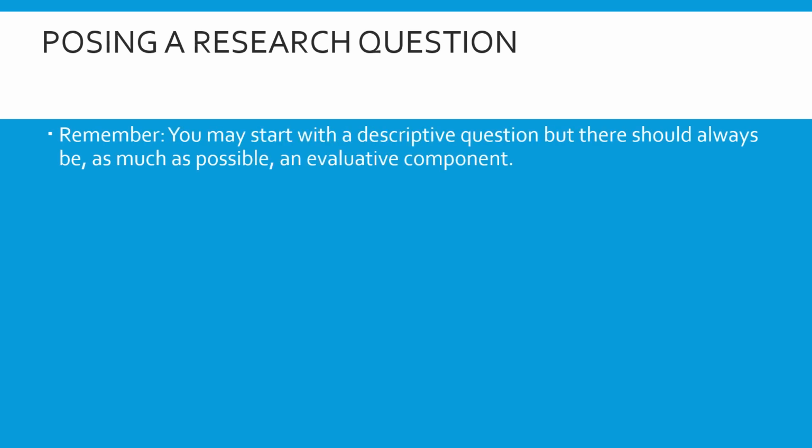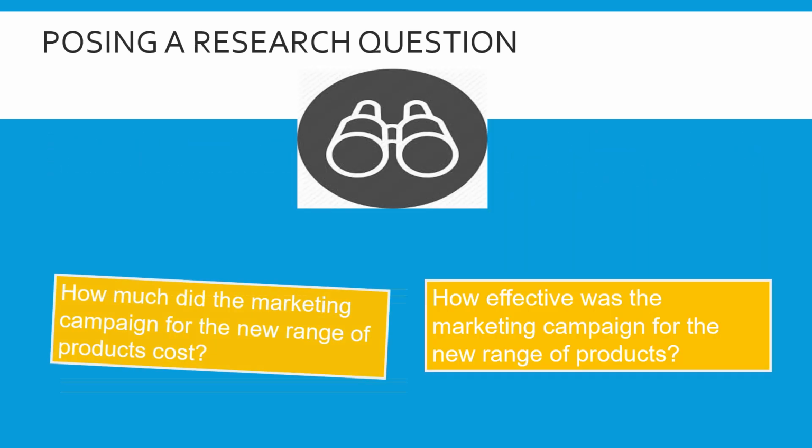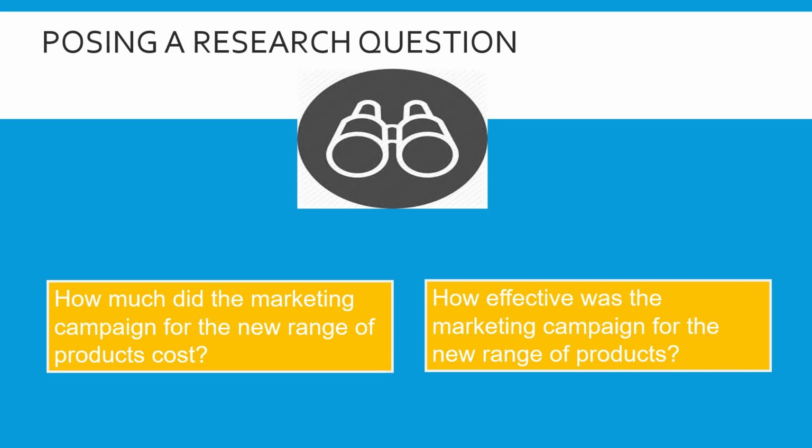Remember that while we may start with a descriptive question, there should always be, as much as possible, an evaluative component. After all, when we write a research paper, we put forward our research thesis, or that which we intend to prove or disprove. So while a descriptive question may be a good start, there should always be an evaluative component to it. For example, if you wanted to ask how much did the marketing campaign for the new range of products cost, that's a descriptive question, answering simply the question how much. And you could readily answer this one. Say, for example, they spent 1 million, and then after that, what next, right?